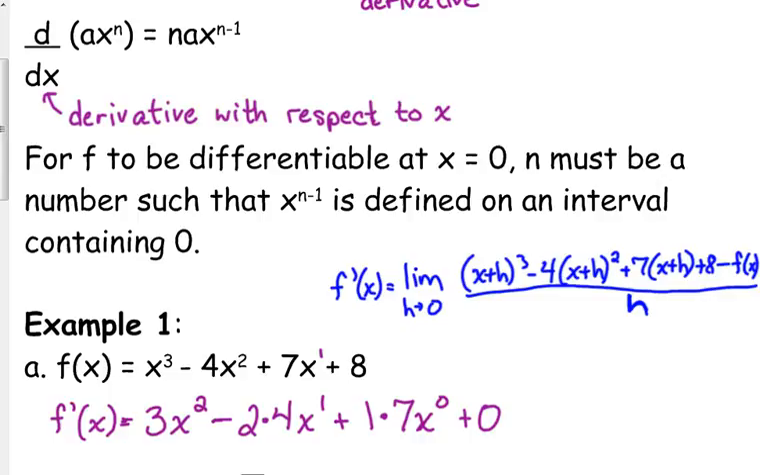So we don't want to leave our answer like this. We need to clean it up. So 3x squared minus 8x plus 7 is the derivative, okay? Because anything to the 0 power is 1, so that x to the 0 is a 1. So you got 1 times 7 times 1. That's how we get 7.